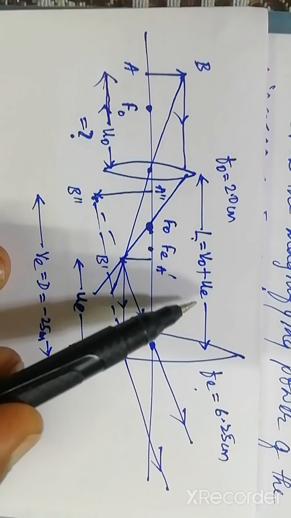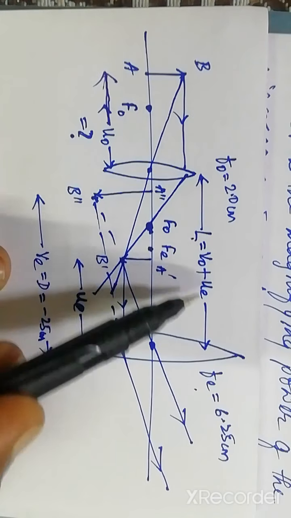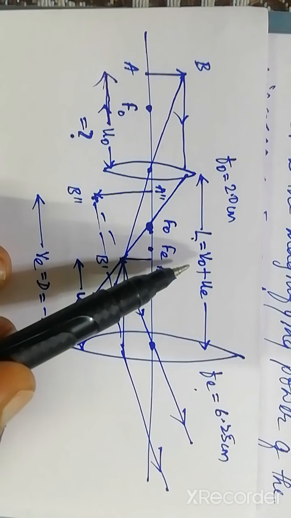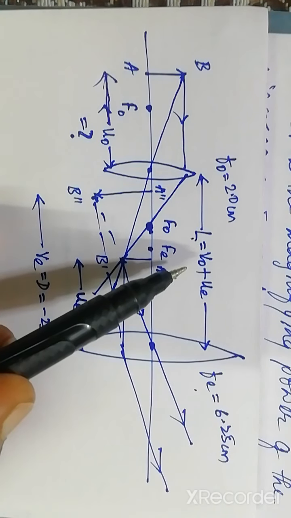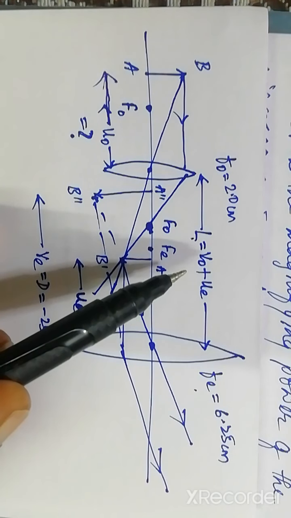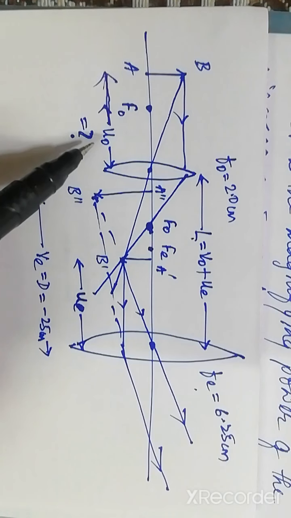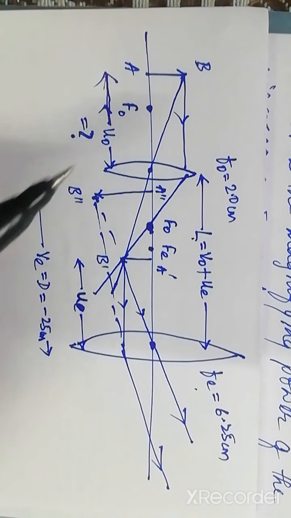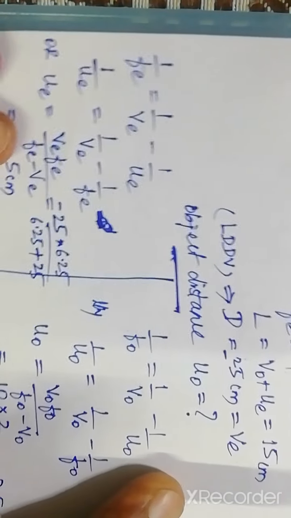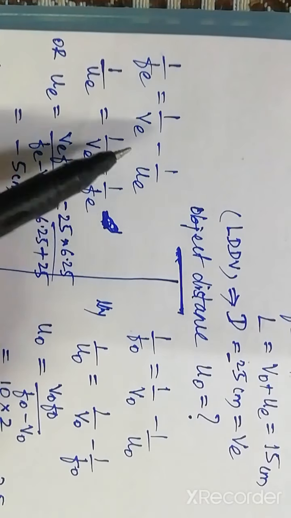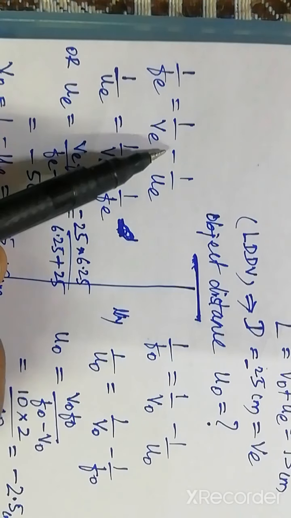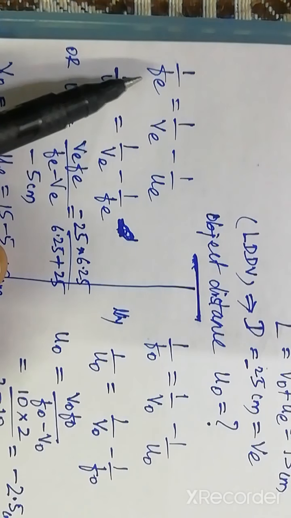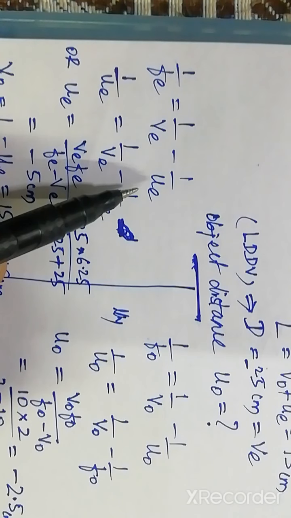We'll get UE. Thereby using this relation we can calculate the VO, that is the image distance for the objective. Using a lens formula, 1 by FO equals 1 by VO minus 1 by UO, we can calculate the object distance UO. Okay. So here, using a lens formula, 1 by FE equals 1 by VE minus 1 by UE. FE, VE are known. We can calculate UE.